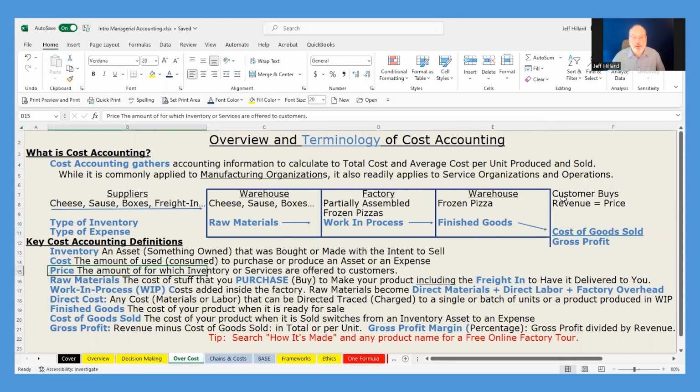The price, which is the amount of revenue, is different than the cost. Remember, we're working from the inside now. The price is revenue, which is typically a credit and is a good thing because this is bringing funds into our organizations. The three types of inventory are raw materials, which are items purchased, work in process, and finished goods. The definitions are right here. Cost of goods sold is when it becomes an expense, and gross profit is revenue minus expense.